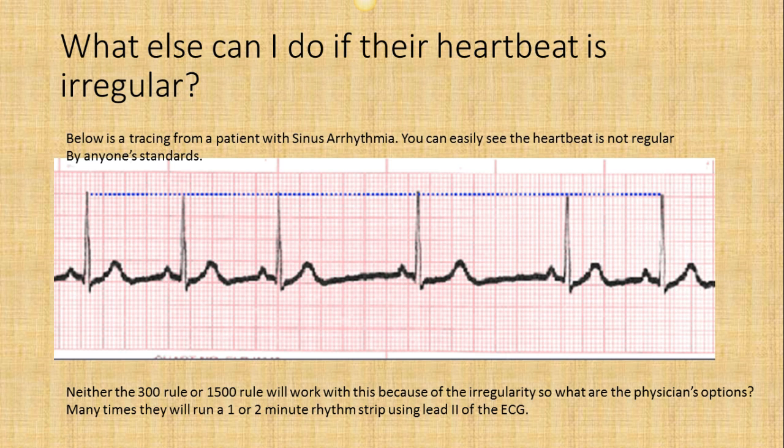Now, what do we do if their heartbeat is irregular? Well, you can pretty much do the same thing. Now, the 1500 rule and the 300 rule aren't going to work because it is not regular. The physician can either use the 6-second method, look at a 6-second strip and count the number and put a 0 on it. That's going to give them a very rough approximation, but the most accurate is to do a 1-minute or a 2-minute rhythm strip using usually lead 2 of the ECG.